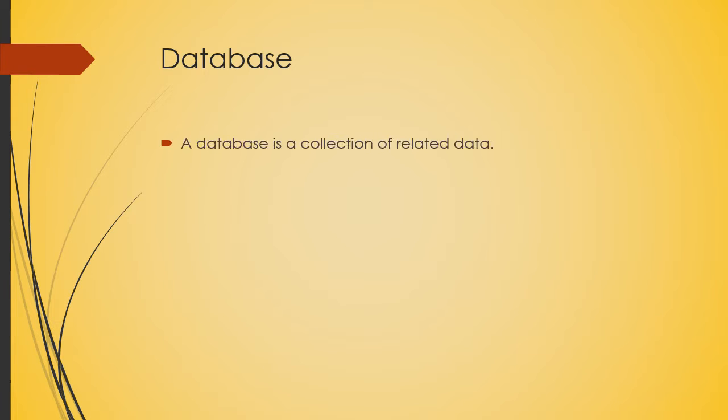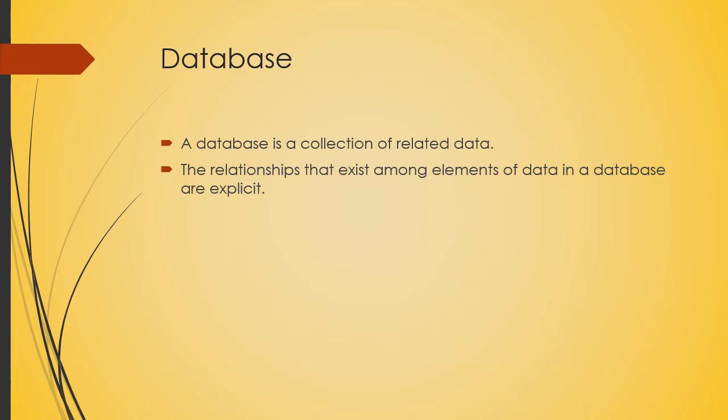Database. A database is a collection of related data. The relationships that exist among elements of data in a database are explicit. You must have connected tables in databases using keys. When a database is created, we put a lot of effort in establishing relationships among the entities of the database.